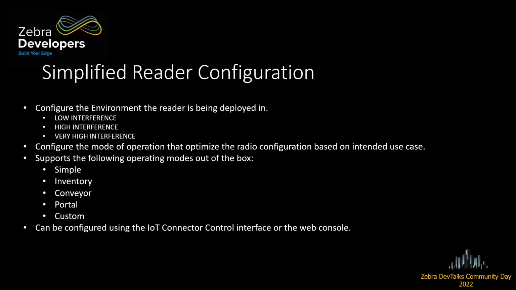The very high interference environment is supposed to be picked when the readers are very densely packed together. So if there are more readers than there are available channels, then typically you should select a very high interference environment. The read rates obviously would depend on what environment you're configuring. So a low interference environment would probably give you a higher read rate compared to a high interference or a very high interference environment, and so on.